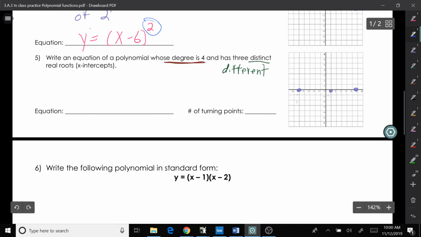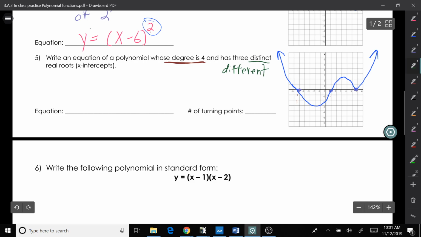Degree 4 means the ends must go in the same direction, so I can't do this. So don't write this down. I can't do this because the ends are going in opposite directions. 4 is an even number. My graph must have ends going in the same direction. So if this sign goes up, that means this sign goes up. And so now if I come through, I come back and touch that 0, come down and touch that. So this graph fits my directions. This is a 4th degree function with 3 distinct zeros.